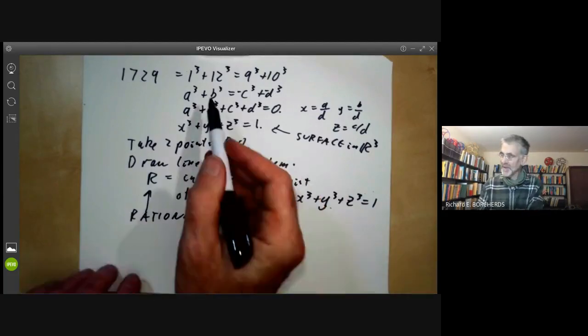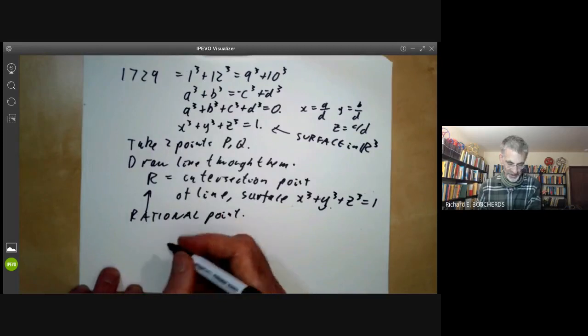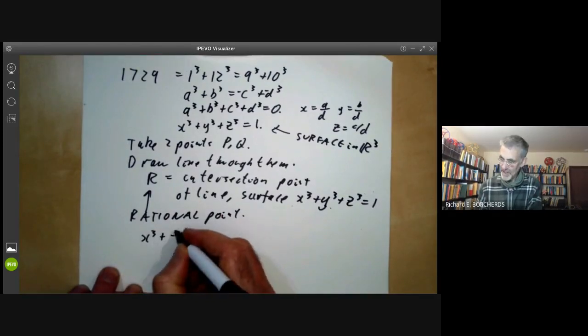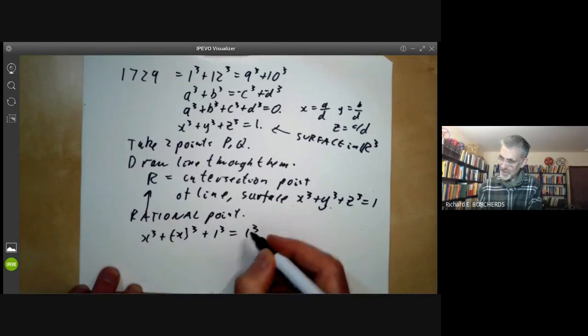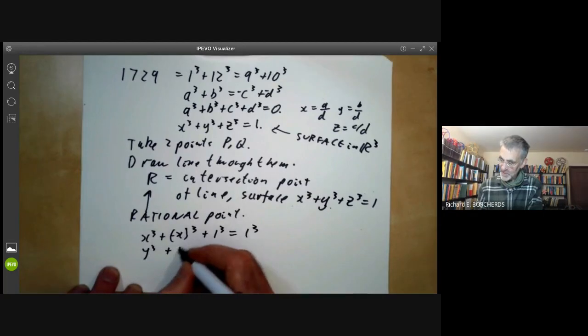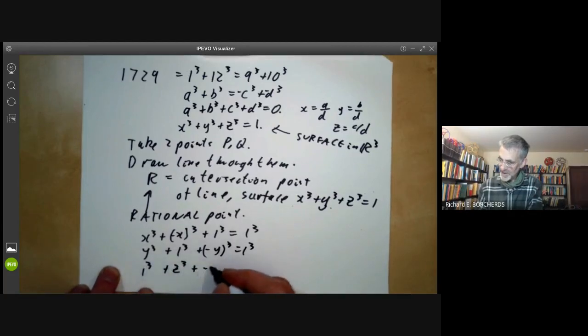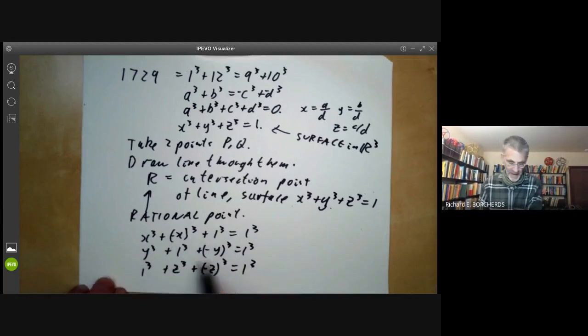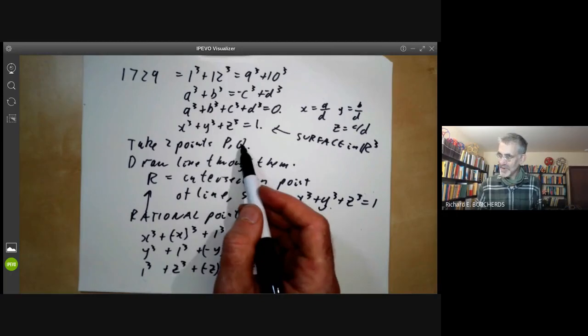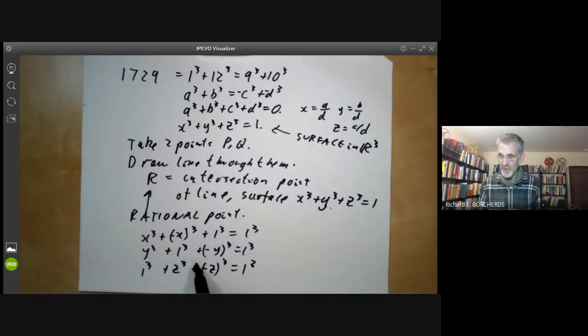Okay, well, let's try this. First of all, we notice this equation has lots of obvious solutions, like x cubed plus minus x cubed plus 1 cubed equals 1 cubed. And it's got y cubed plus 1 cubed plus minus y cubed equals 1 cubed, and 1 cubed plus z cubed plus minus z cubed equals 1 cubed. So these are the obvious, not very interesting solutions. And we can ask, what happens if we take two of these boring solutions and do this process? We draw the line through them and take the third intersection point. And the answer is you get a third uninteresting solution. So if you take a point satisfying this and a point satisfying this and carry out this process, we just get a point here. So that's not terribly interesting.